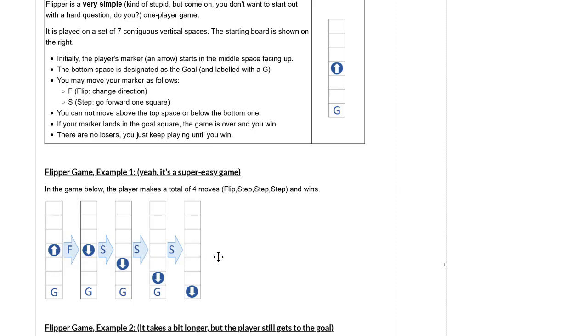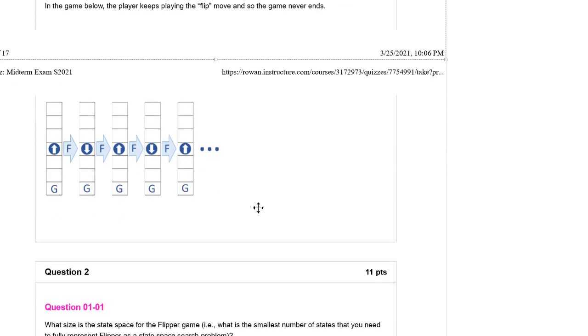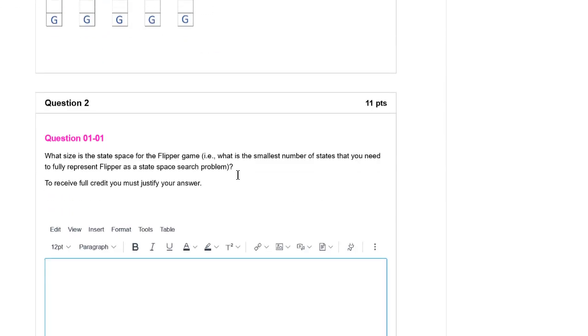And then I give a bunch of examples of games. You win if you get your marker to the goal, and you can't move above the top space or below the bottom one, so there's no wraparound or anything. You just keep playing till you win. There's no losers. So I give a few different examples. You can, of course, play badly and get into an infinite loop.